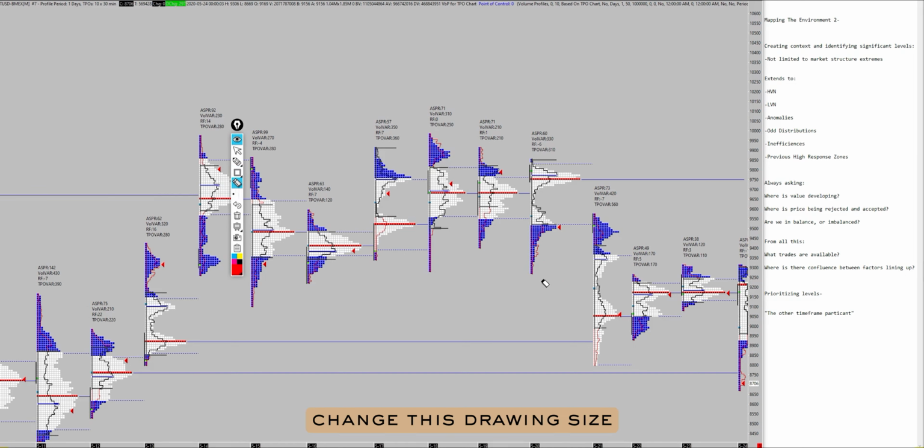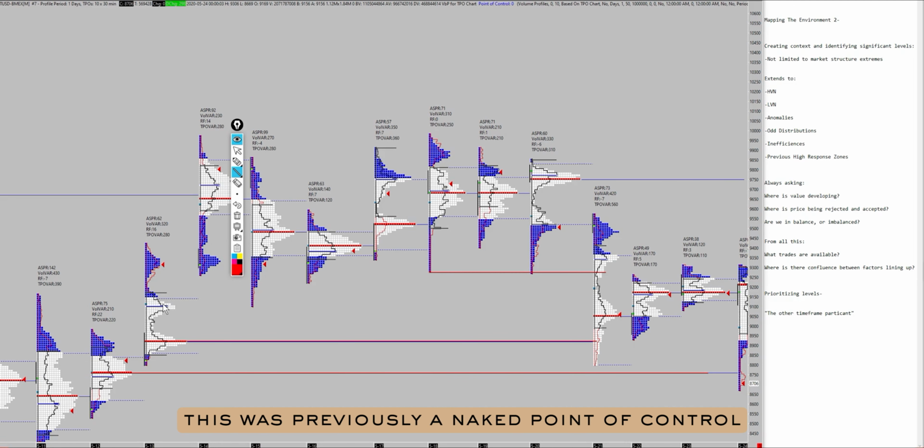Change this drawing size. Single prints in these levels. So you're looking at these tails down here, but ultimately the naked points of control within the lower structure that have yet to be tested. These are the high volume nodes within this structure.